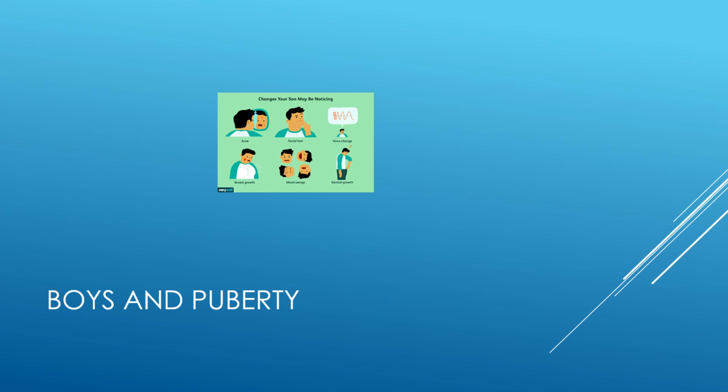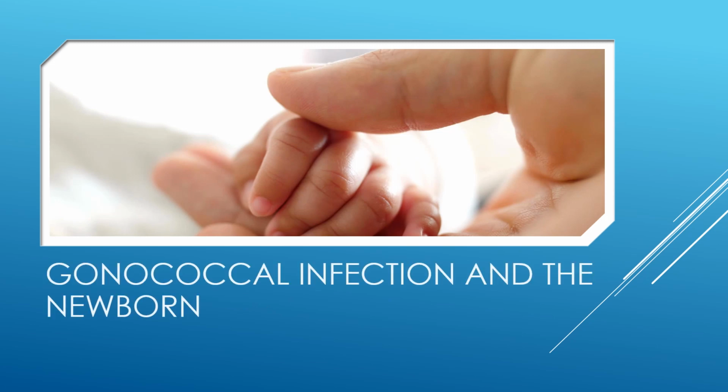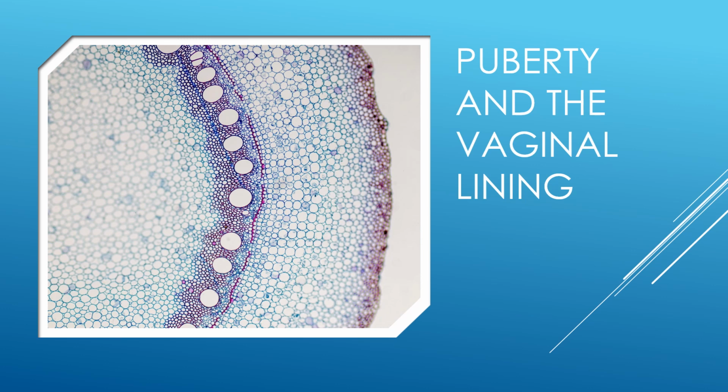Okay, the first sign of puberty in boys is an enlargement of the testicles. All right, the most common infectious cause of orchitis in postpubertal boys is, can you guess it? Mumps. All right. And in puberty, the vaginal lining becomes thicker.